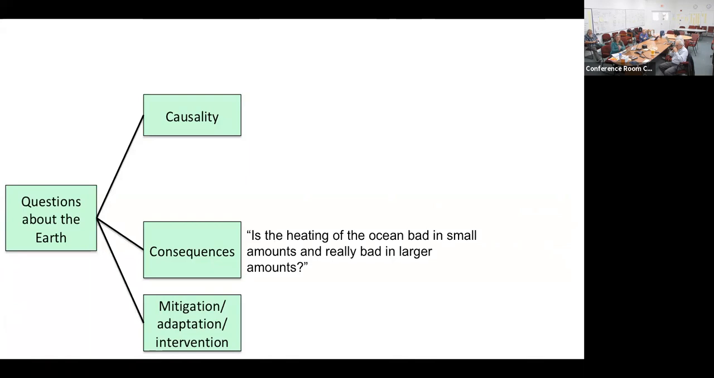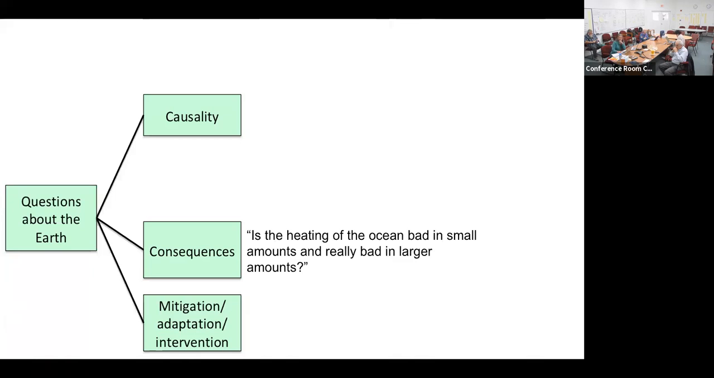What are the consequences for other living beings? What are the consequences for other physical systems? We would have categorized this as a consequences question, an Earth question, but not specified what it referred to more specifically.